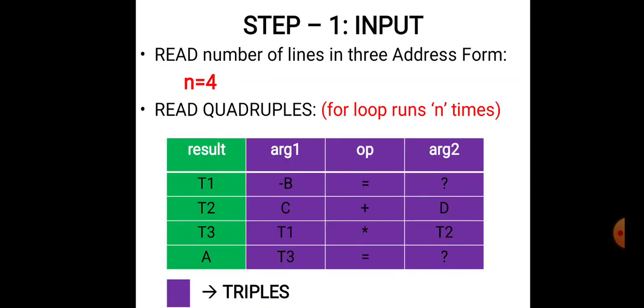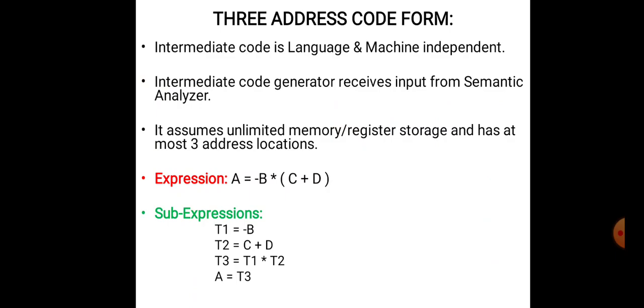So we enter, as you can see, the first row here: T1 is the result variable, argument 1 is minus b, operator is equal to, and argument 2, we don't have any, so we represent it by a question mark. Similarly, when the loop runs for the second time, we should extract the result variable first. Result variable is T2, C is argument 1, plus is the operator, D is argument 2. This is how we should extract and enter.